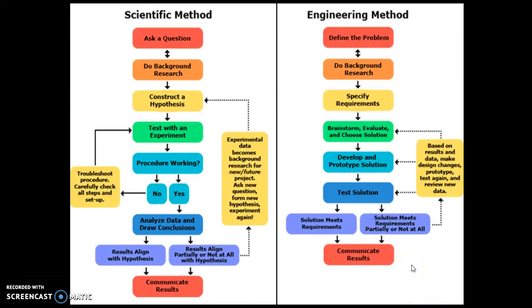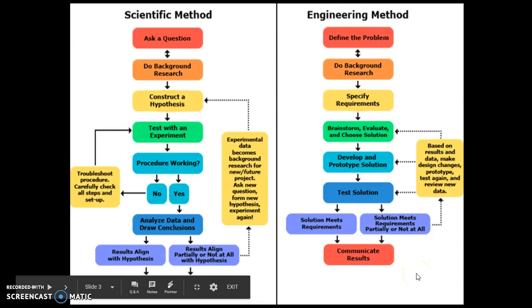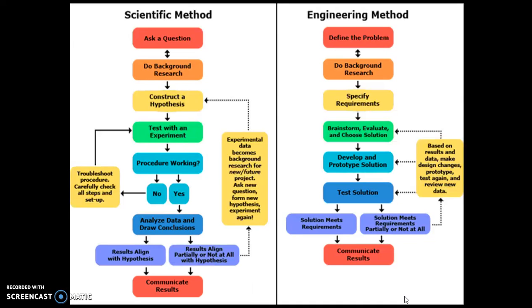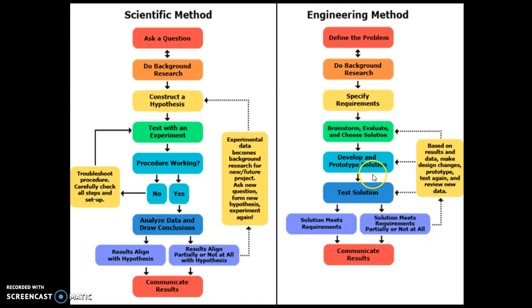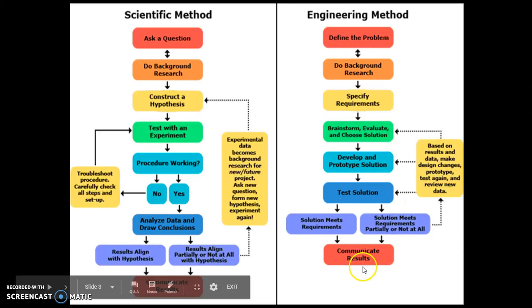So we do some background research again. Specify your requirements. I need it to get from point A to point B. I need this bridge to span this particular lake. Brainstorm, evaluate, and choose your solution. What's going to be the best possible thing? You would develop a prototype, which is very similar to an experiment, but you're going to make a prototype and see if that prototype works before you make it on a grand scale. You test your solution. You test that prototype. Does it meet what you need? Does it not meet what you need? And you go back and you fix it.